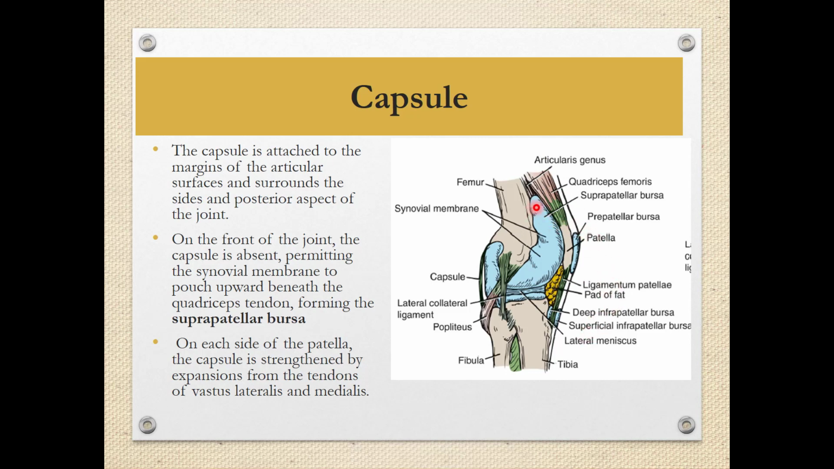See here, there is suprapatellar bursa. Here there is no capsule. This bursa is formed by the synovial membrane. The capsule is only present posteriorly and on the sides.